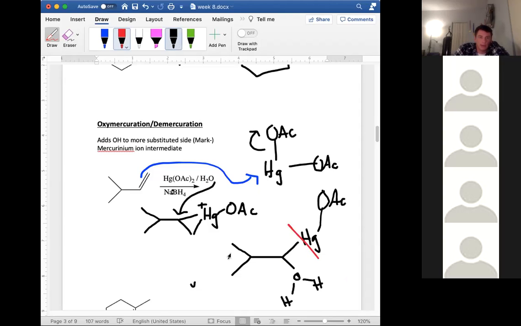Another water is going to react, taking one of those, and thus you are simply left with an OH adding to the more substituted side. So that's it mechanistically, but in simplest terms, all you have to do is remember that if you have a mercury, you're going to have oxymercuration, thus you know that OH adds to the more substituted side.